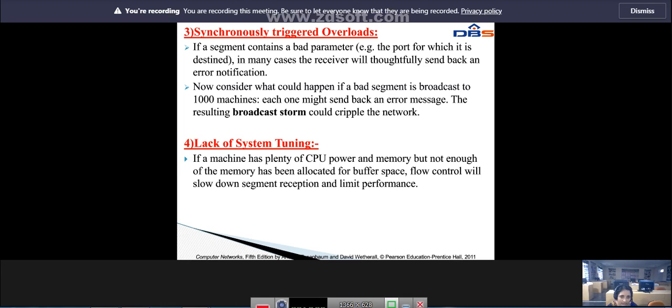So every system will send back the error message. So the resulting broadcast stream used to cripple the network. Okay, so that is called synchronously triggered overloads. Next, lack of system tuning. So if a machine has plenty of CPU power and memory, but not enough of the memory has been allocated for buffer space, flow control will slow down segment reception and limit the performance. Okay, so that is lack of system tuning.